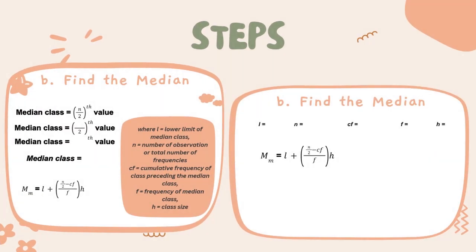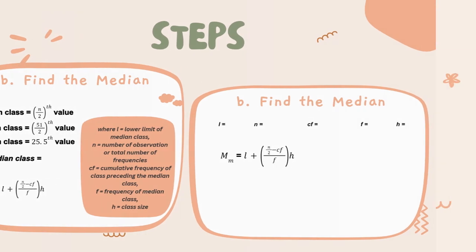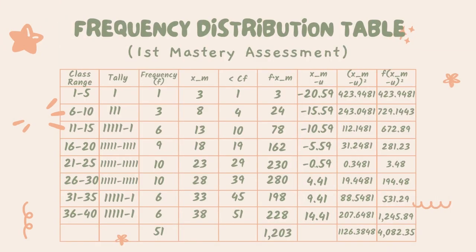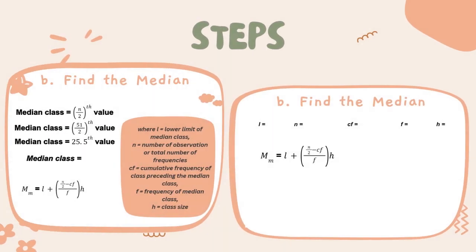To find the median, we must first find the median class. We can do that by dividing n by 2, where n represents the total number of frequencies, which is 51 in our table. If we divide 51 by 2, we will get 25.5. And if we look at our table, we will see the cumulative frequency higher than 25.5 is 29, which is in the same row as the class range 21 to 25. This means our median class will be 21 to 25.